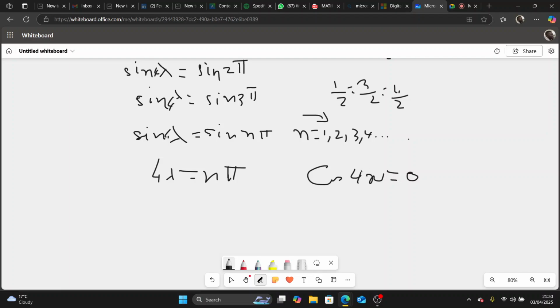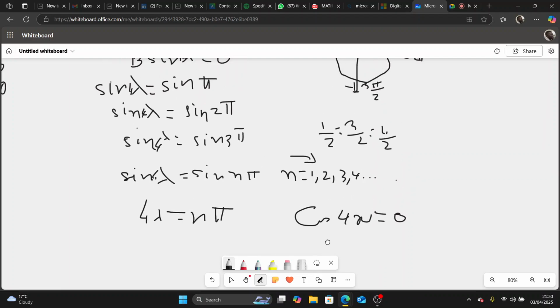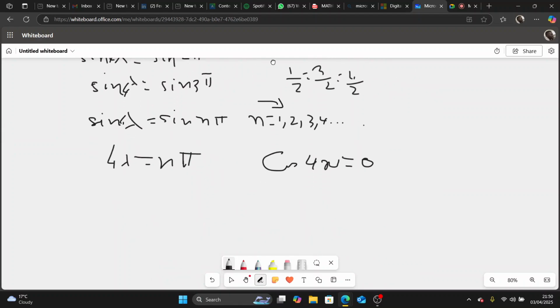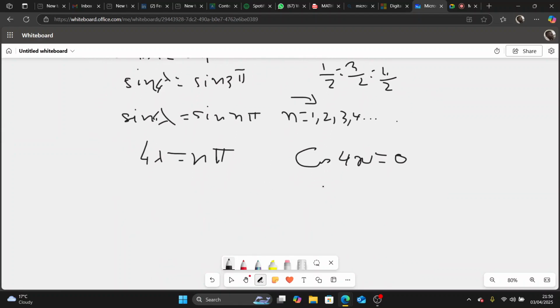How do you solve for x in this case? What you do is look for the angle where cos is 0. It is pi over 2. So you can say cos 4x is equal to cos pi over 2. Do you agree? I just want to show you the whole idea. The idea is to look for the angle where the cos gives 0. Do you understand, manager?